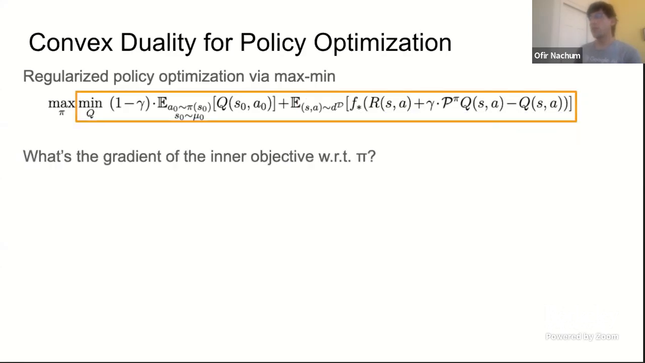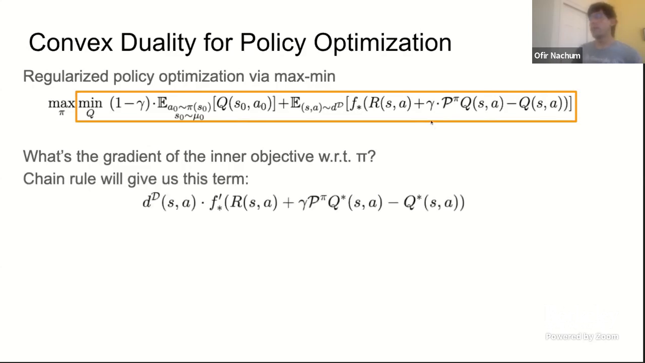But there's actually another nice property that comes out from this. And it comes out when you think about what's the gradient of this inner objective with respect to pi. So imagine we're actually doing policy optimization. When we do policy optimization, what we would do in the ideal scenario is first solve this inner optimization, get some Q star, and then for pi, we'll need to take the gradients of this objective with respect to pi.